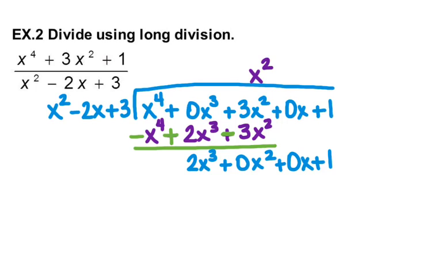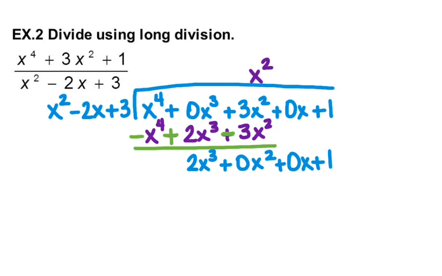If you noticed, if I hadn't put the 0x cubed and the 0x, all those terms would be shifted to the left, and I would have a 3x squared on top of a 2x cubed. And I might be tempted to add those terms that are not like terms. So it's important that you have the placeholders to keep all of your terms lined up in the correct place.